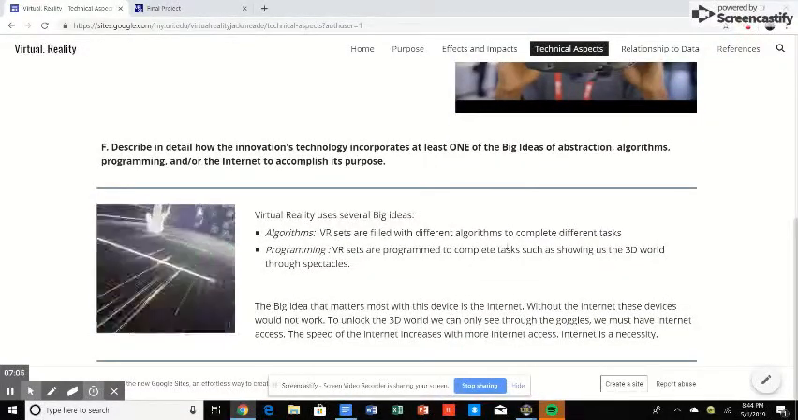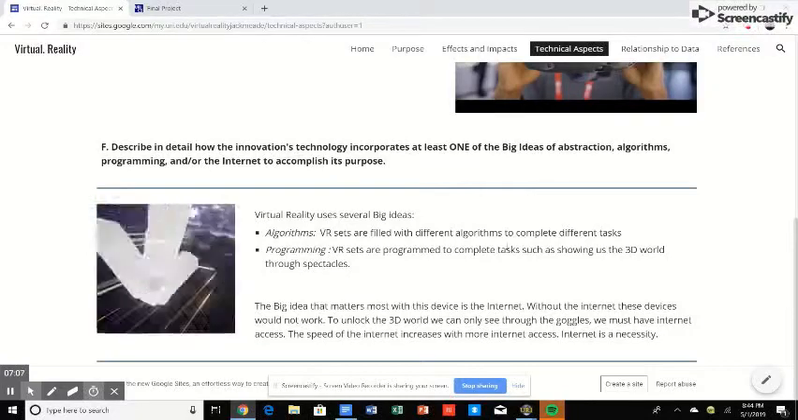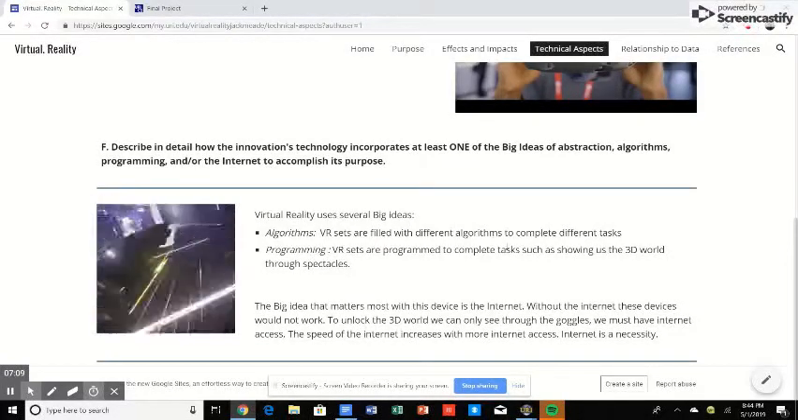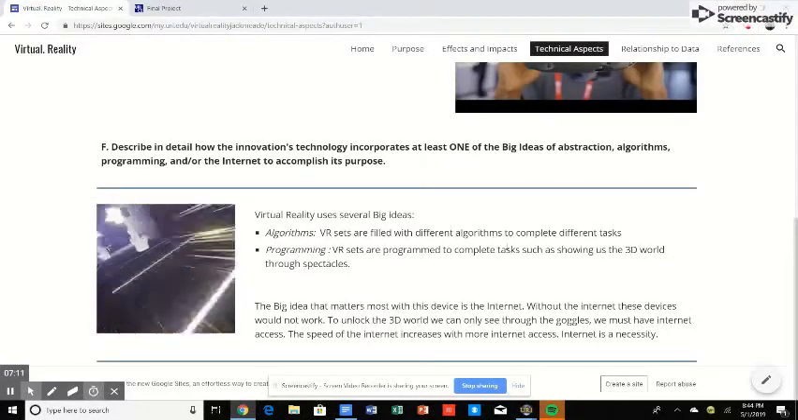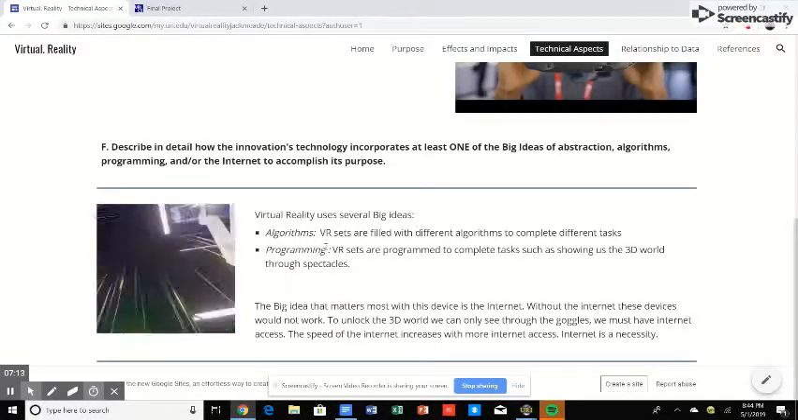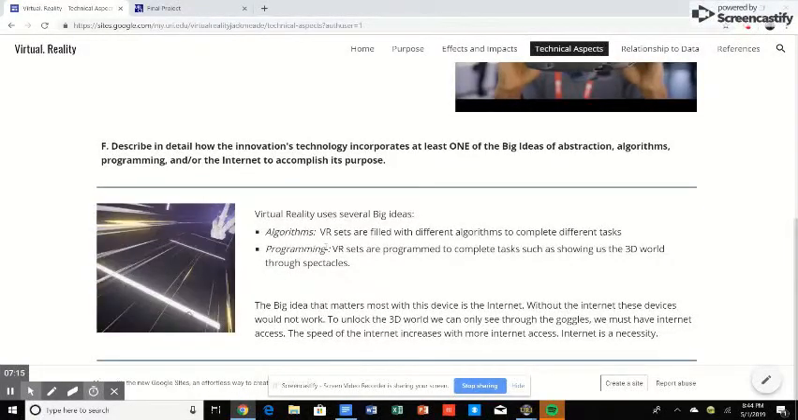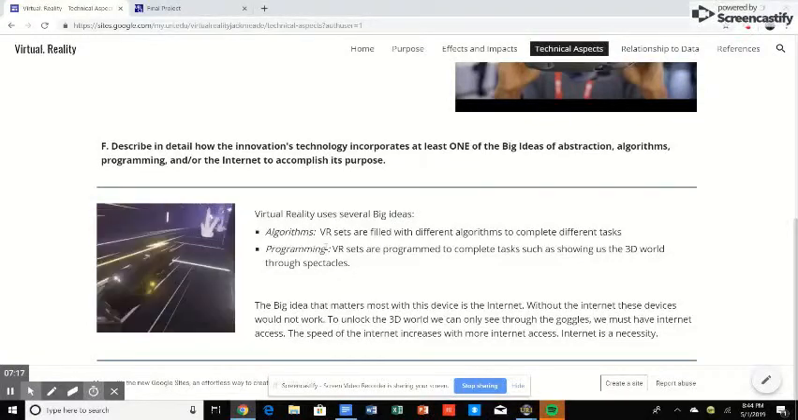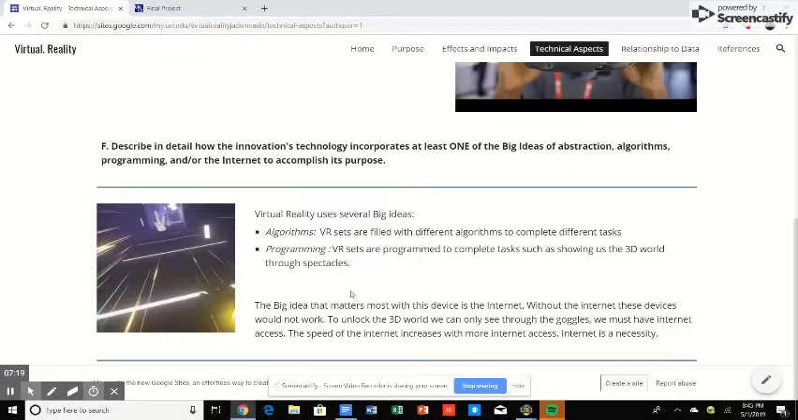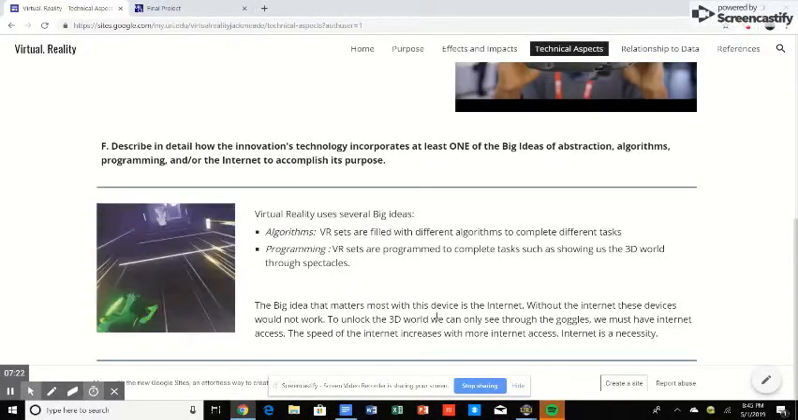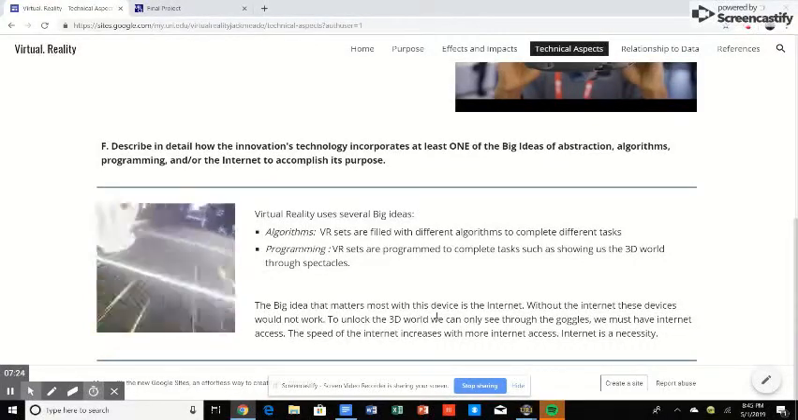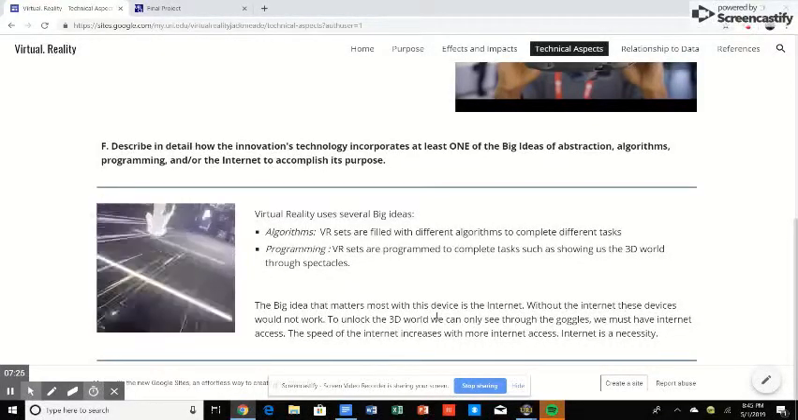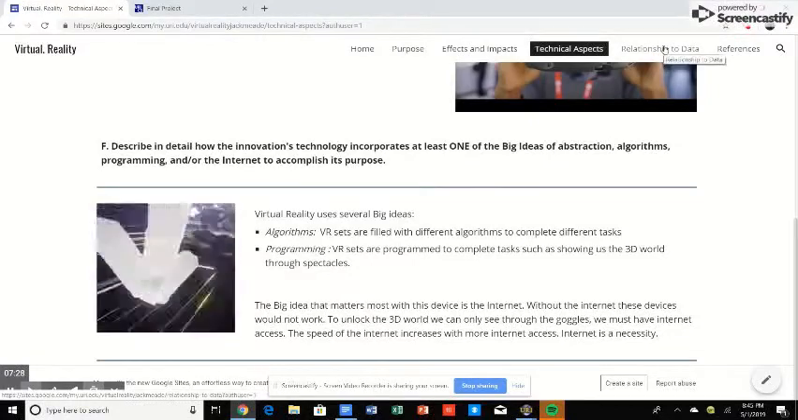For part F, it's how this technology incorporates at least one of the big ideas: abstractions, algorithms, and programming. This one sums up pretty much all three of them: algorithm, programming, and the internet. The big one I thought was the internet, because without the internet, these three-dimensional worlds wouldn't be accessible. The internet is a necessity to this product.